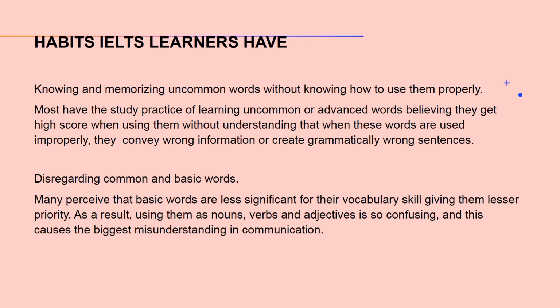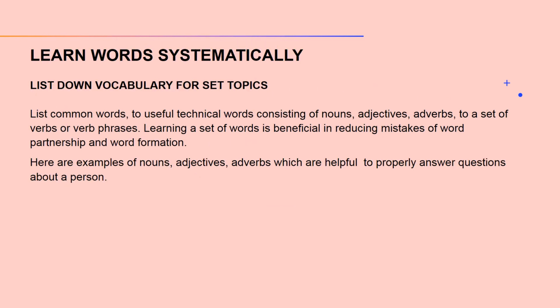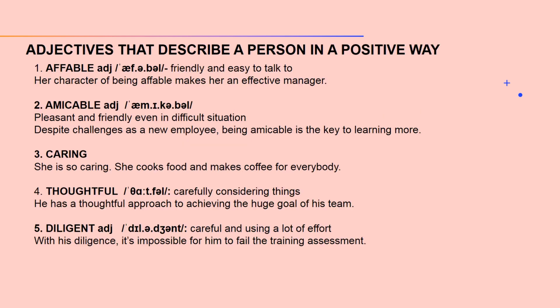In this entire video, you will receive some suggested methods to study vocabulary. Learn words systematically. List down vocabulary for set topics. List common words to useful technical words, consisting of nouns, adjectives, adverbs, to a set of verbs or verb phrases. Learning a set of words is beneficial in reducing mistakes of word partnership and word formation. Here are examples of nouns, adjectives, adverbs, which are helpful to properly answer questions about a person.